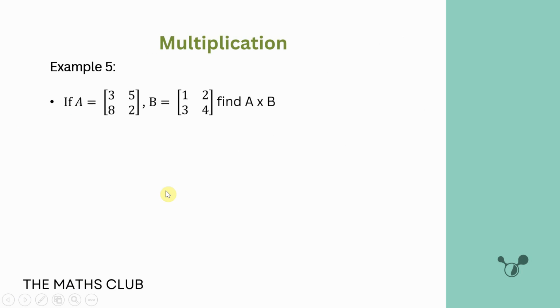Let's see another example that doesn't have to do with A, B, C, and D. This says that if matrix A is equal to 3, 5, 8, 2, and matrix B is equal to 1, 2, 3, 4, we should find A times B. I encourage you to pause the video and try it yourself, based on what we've done with the A, B, C, D. Welcome back. Let's solve it together.